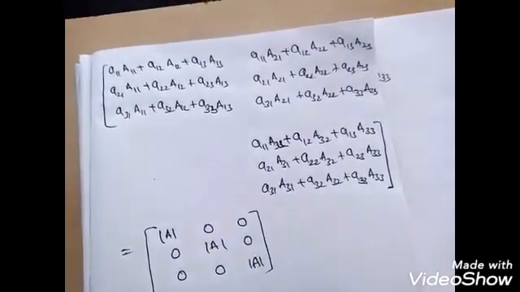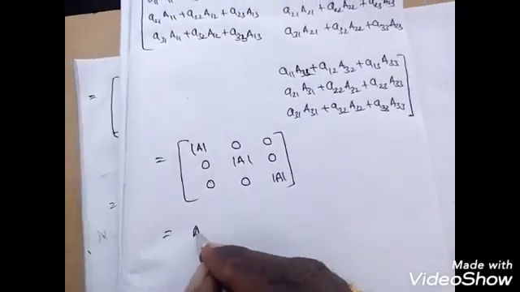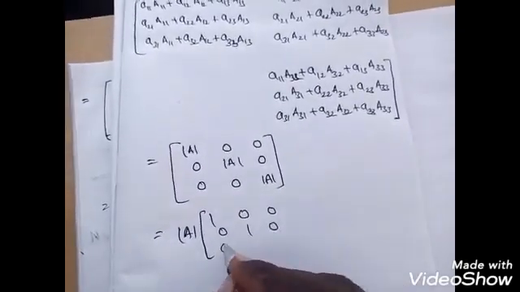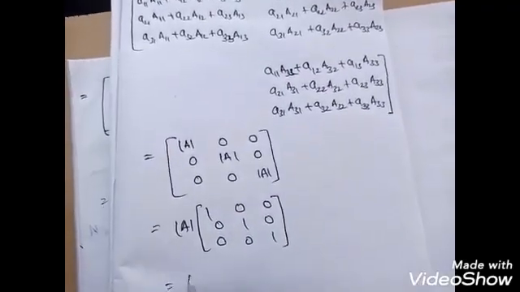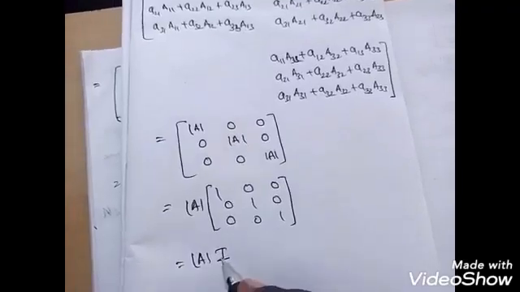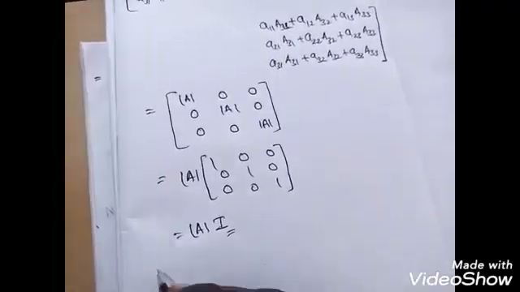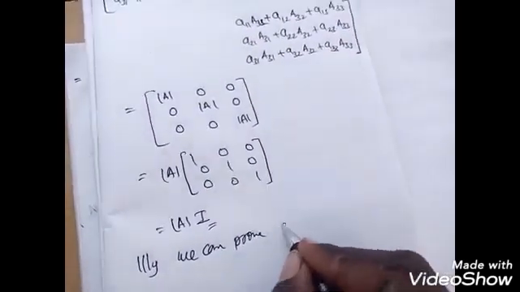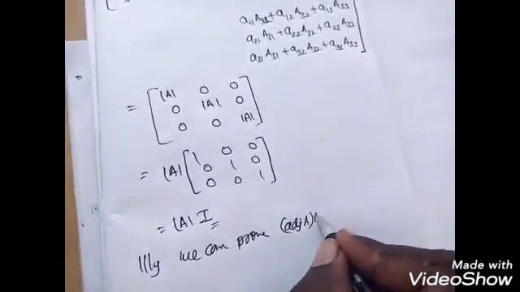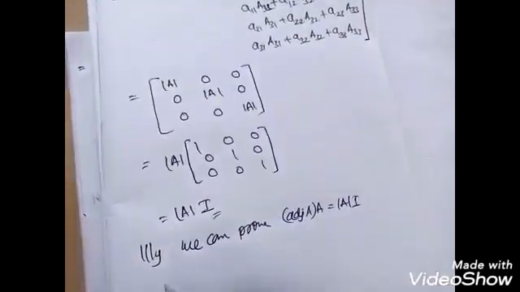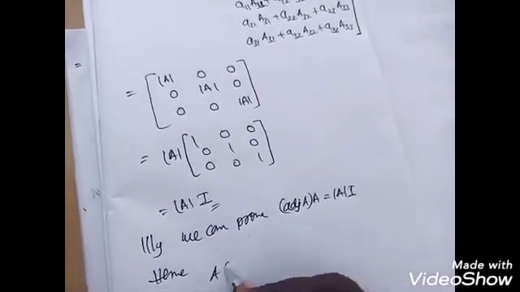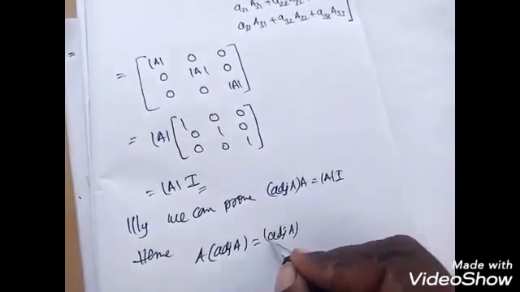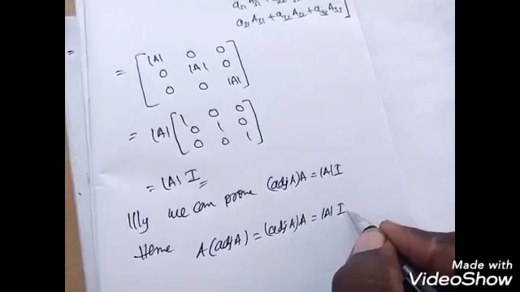Now you can take the scalar multiplication of matrices. If you take det A common, what you are going to get is 1 0 0, 0 1 0, 0 0 1. That is nothing but det A into I. You have taken a matrix of order 3, that's why you got the order 3. Similarly, we can prove adjoint A into A is equal to det A into I. Hence, A into adjoint A is equal to adjoint A into A is equal to det A into I. Hence proved.